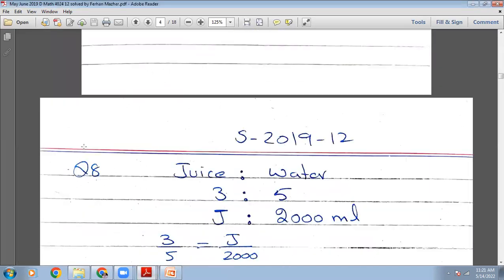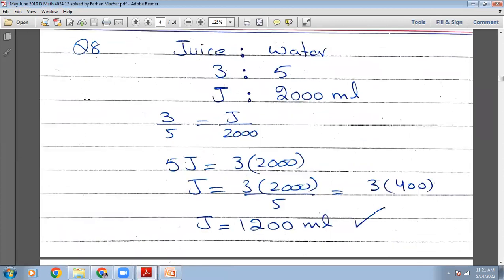So let me show you my solution. It's a question on ratio. If the juice is 3, the water is 5. If the water is 2000 ml, how much will be the juice? So 3 by 5 equals J by 2000, cross multiply. 5J equals 3 into 2000, and J will be 3 into 2000 divided by 5. So 5 and 2000, if you cancel them, it will be 400. 3 multiply 400, that will be 1200 ml. So the juice required for 2 liters of water will be 1200 ml, milliliter.